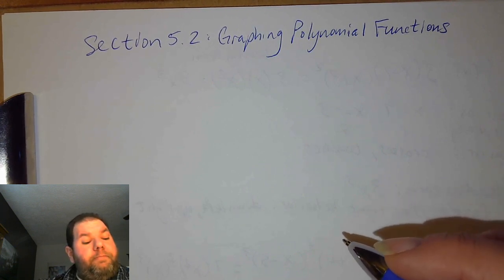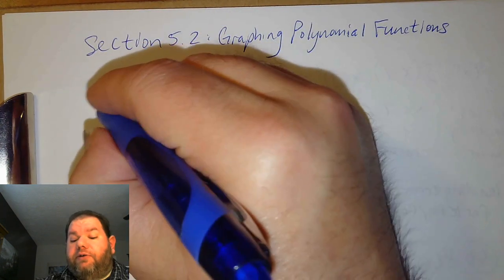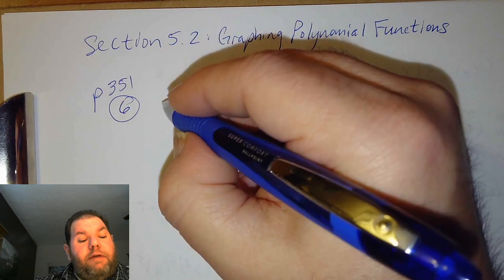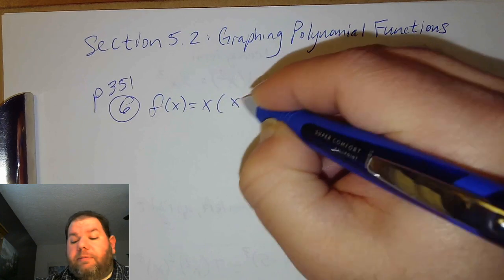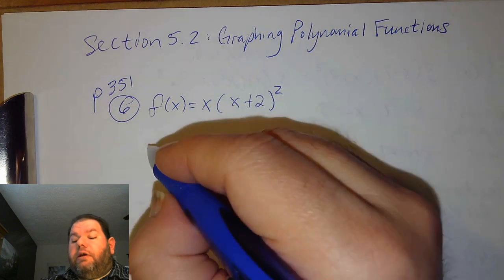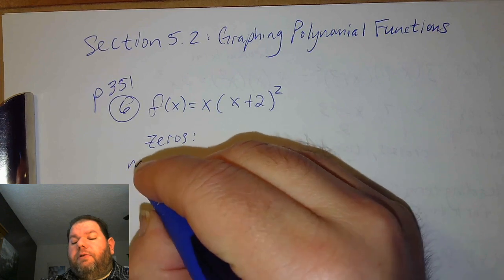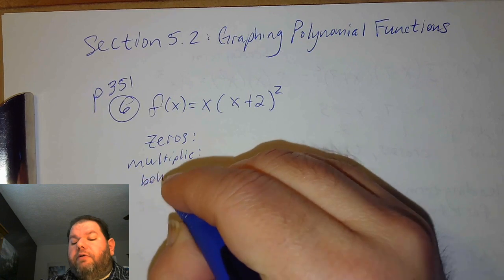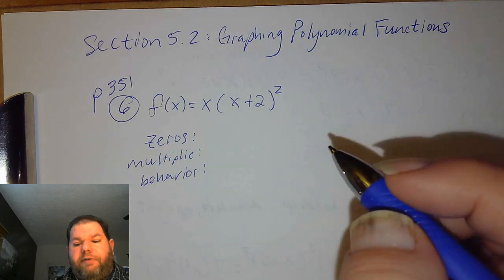Alright, let's see. Here's a good place to start. This is number 6 on page 351. We're given f of x equals x times (x plus 2) squared. And again, we want to start off with the same steps: zeros, multiplicity, and the behavior. And then we'll get the leading term and everything else after.